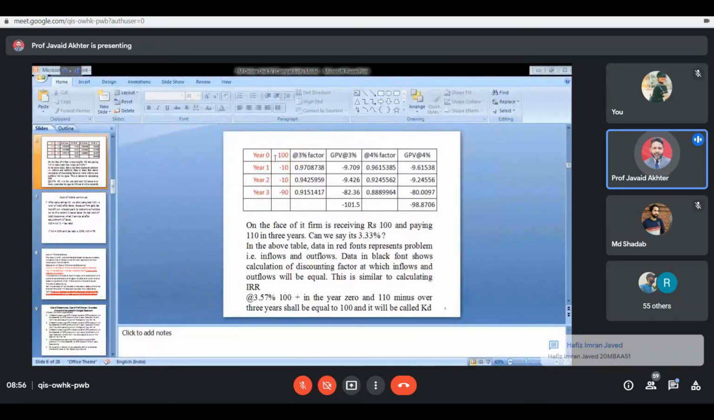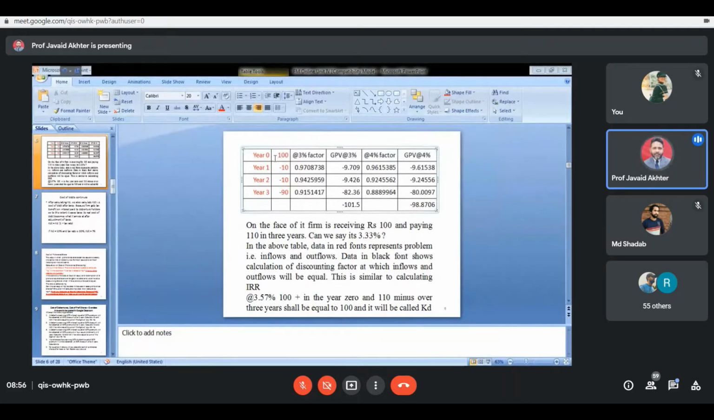Now year 0, you are receiving 100. Year 1, you are paying 10. Year 2, you are paying 10. Year 3, you are paying 90. The data which I have put in the red font, is this clear? Yes, sir. Check, okay, check and recheck. Still, if there is a doubt, you can ask me.